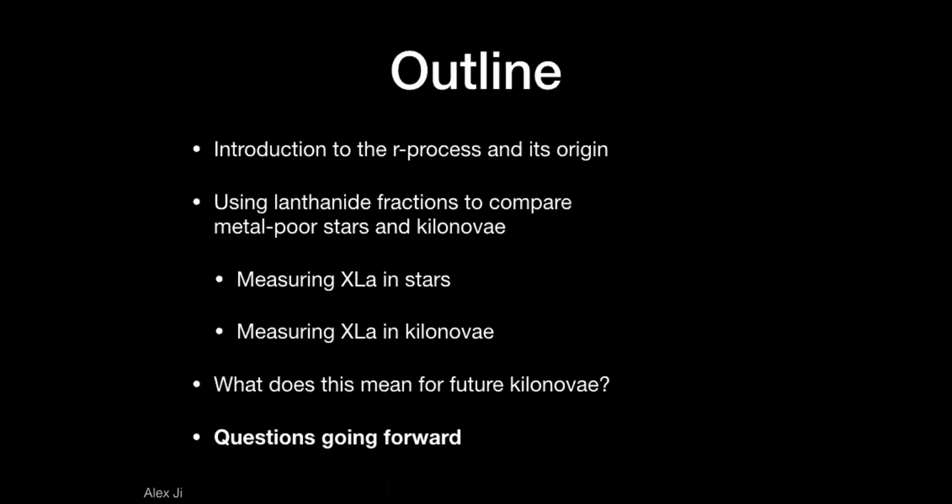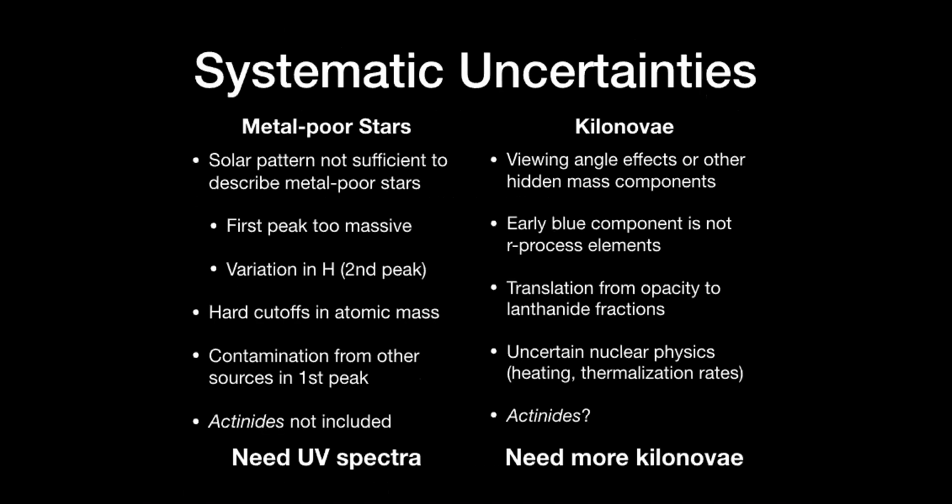Okay, so going forward, what are some questions that I have? If you were listening to this, I hope you felt uneasy at several points when I was explaining how we're computing the lanthanide fractions, both in metal poor stars and in kilonovae. We acknowledge this, and we've done what we think is the best we can do right now. But here's a list of things that I think are really important to account for. The first is that on the metal poor star side, the most important uncertainty is that we don't really know how good the solar pattern is at describing the abundances of r-process elements in metal poor stars, right?